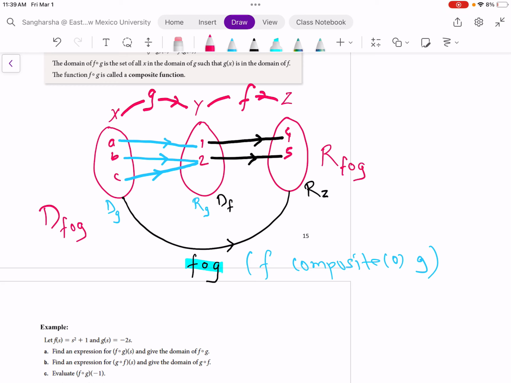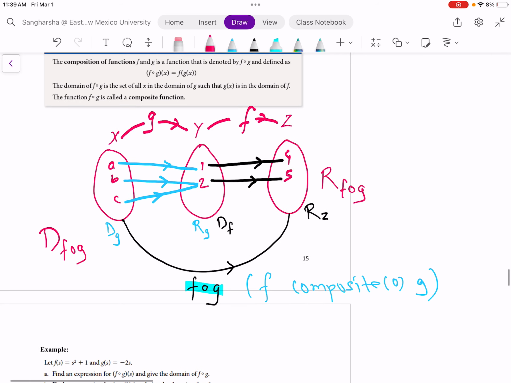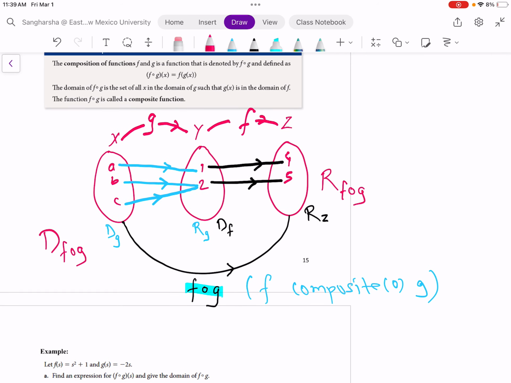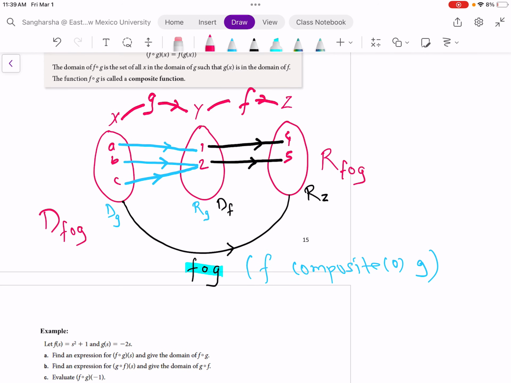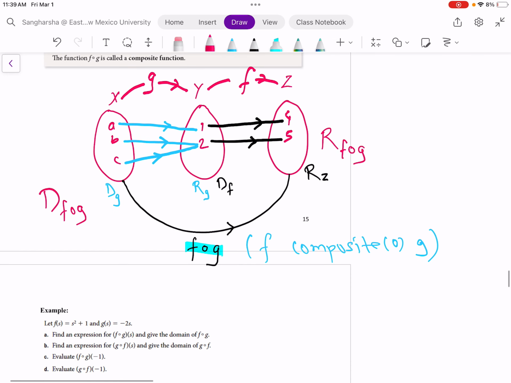Now, is it a function or not? Every input A, B, C has exactly one output. That's what we want for a function. So this is a function here. So F composite G is a function from set X to set G. Now let's find more.